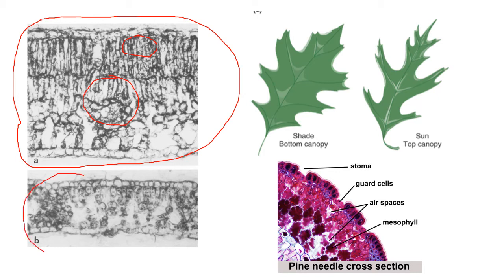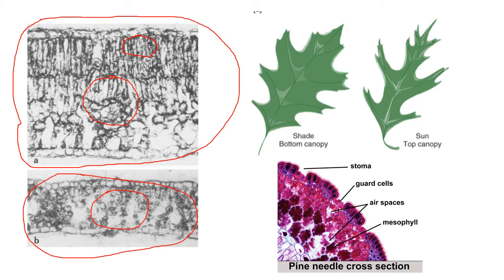So down here, this is a shade leaf. You notice it's thinner, it has fewer cells and fewer chloroplasts. Because again, you don't want to invest all that energy into building a leaf that's going to mostly be in the shade. So in the bottom of the canopy or the interior of the canopy, you'll see shade leaves versus sun leaves.